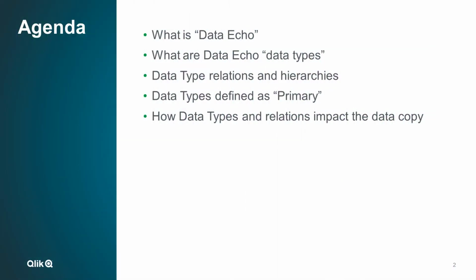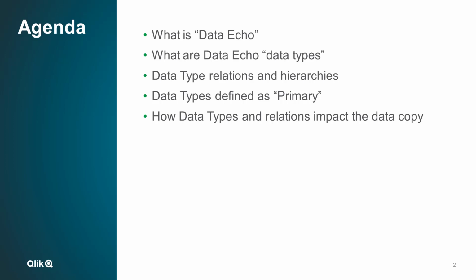The purpose of this video is to introduce a very important object of Gold Client named Data Echo Data Types. These data types play an important role in the copy process, and so we need to dive into this content so that the user has some understanding of what these objects are, the fact that most data types have relationships and are part of one or more data type hierarchies, and that some data types have a special categorization known as primary data types.